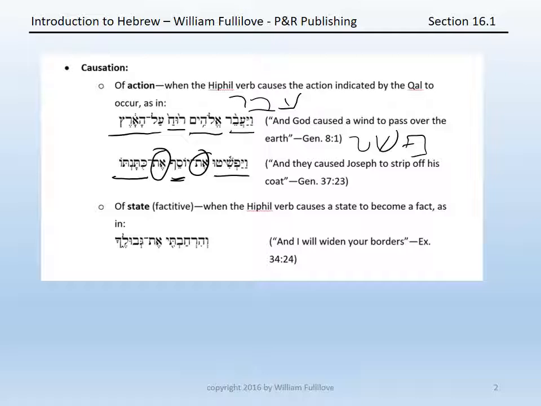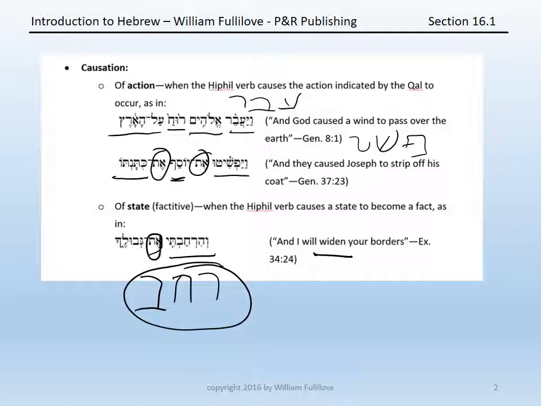Causation of state, on the other hand, is when the Hiphil verb causes a state to become a fact. Consider Exodus 34:24. V'hirhavti et guvuleka. So here we have the Hiphil verb. The root you can see is rahav, which is to be wide in the Qal. But in the Hiphil, in this case a Hiphil converted perfect, first common singular, it means "I will cause to be wide," or "I will widen," et, marker of the definite direct object, your borders.